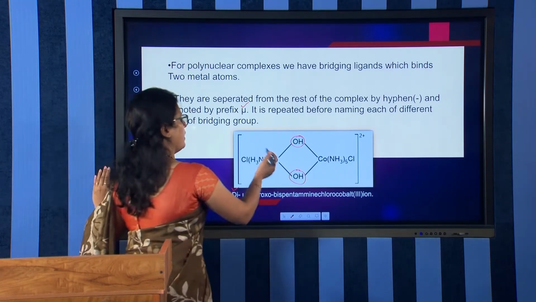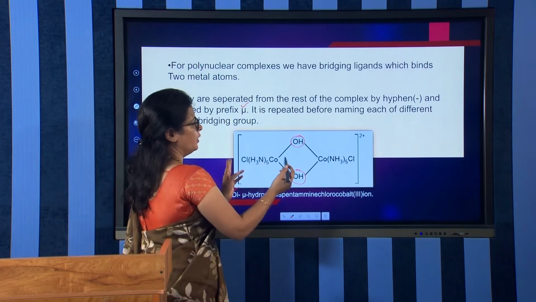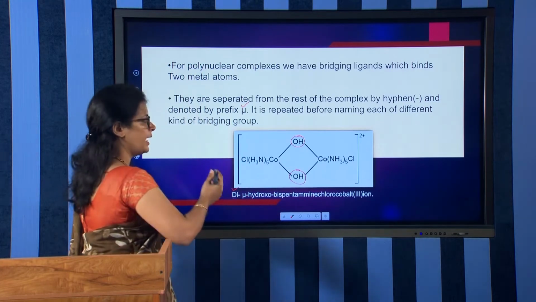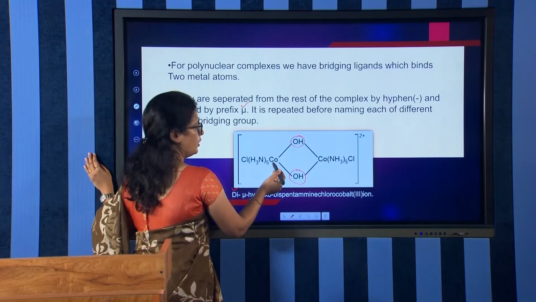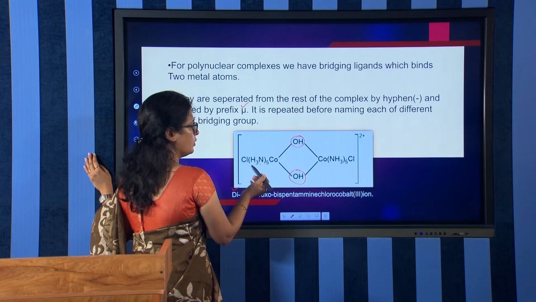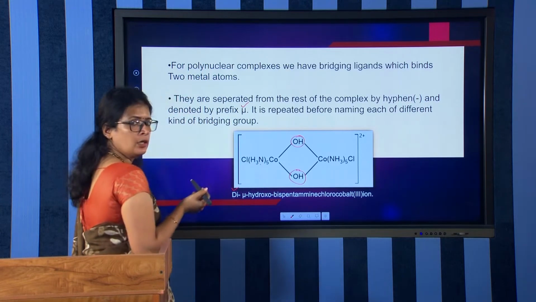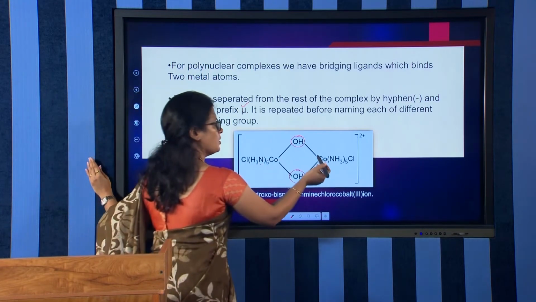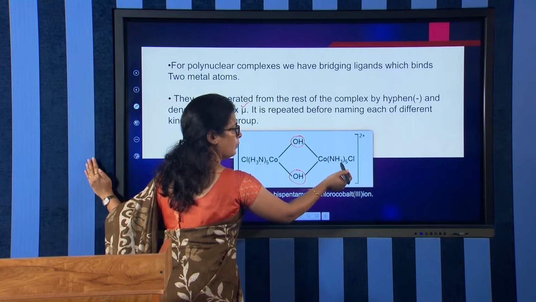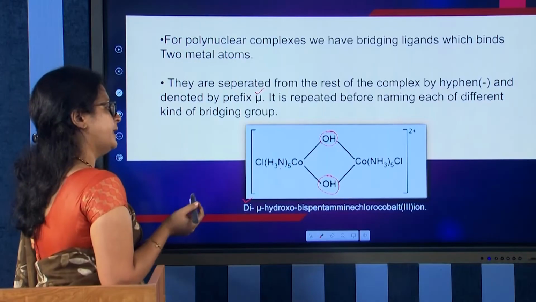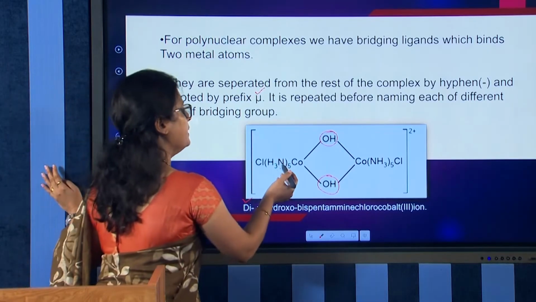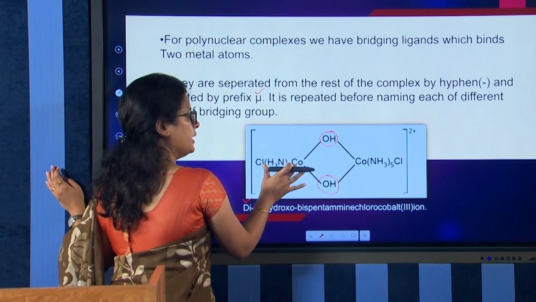Next, coming to this part, if we look at both sides, the same central metal atom and ligands are there. That is, cobalt is there, 5 ammine molecules are there, and 1 chloro ligand is there. In this case also, cobalt, 5 ammonia ligands and 1 chloro ligand. And that is why we have to add bis, because naming one is needed.